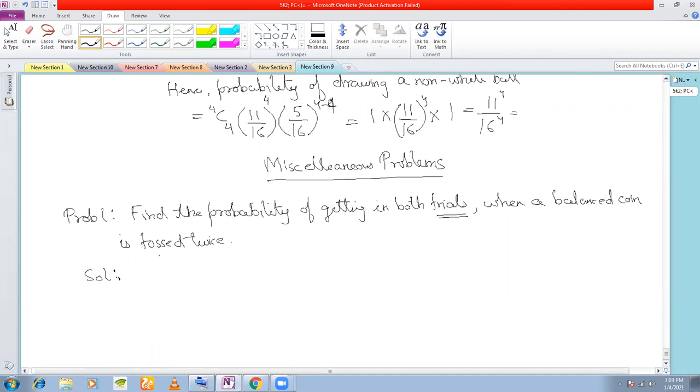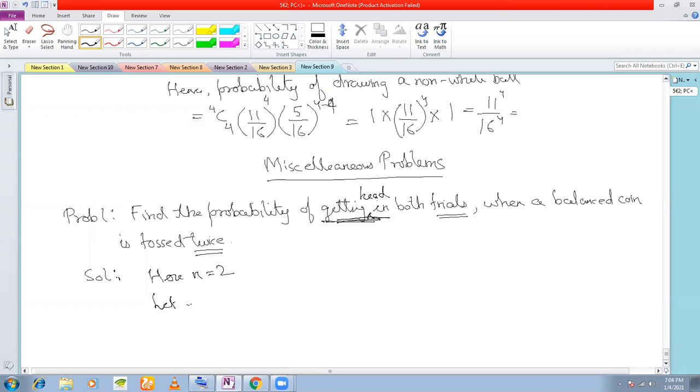So first of all, let's see how many trials are there. Toss twice means number of trials is 2, right? And now see the question. Now we will frame the success according to the question. Find the probability of getting head. That means appearance of head is a success in each trial, right? Because the question is getting head. That is why we'll take the appearance of head to be a success.